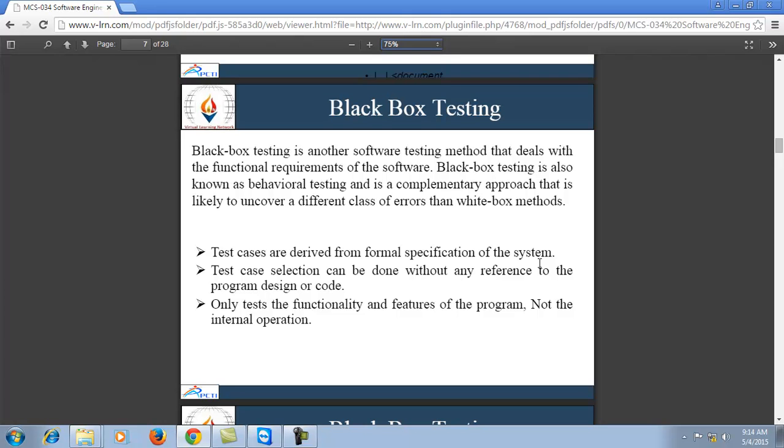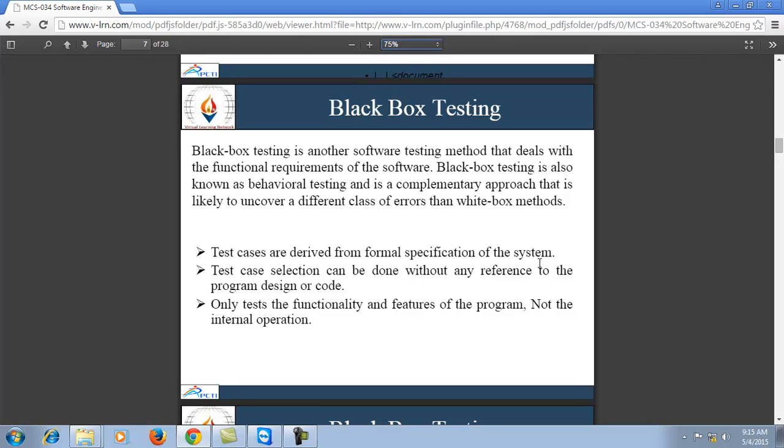Black box testing is another software testing method or system method that deals with the functional requirements of the software. Black box testing is also known as behavioral testing because most of the time, or rather I must use this metric, 80% of the problems of the software system are resolved at the behavioral level or at the black box testing level. So black box testing is also known as behavioral testing and is a complementary approach that is likely to uncover a different class of errors than the white box method.